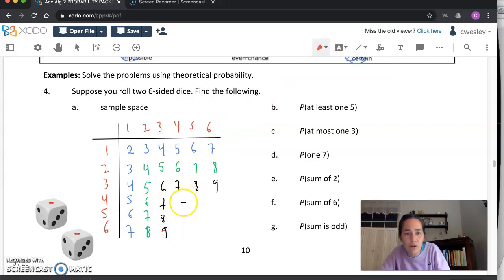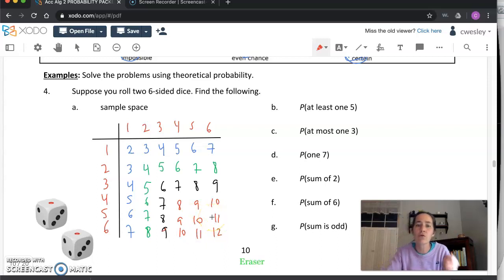This will be 4 plus 4, so 8, 9, 10. 9, 10. And this will be 10, 11. And 11, and the highest value you could get when rolling two dice would be a 6 and a 6. That would be a 12.